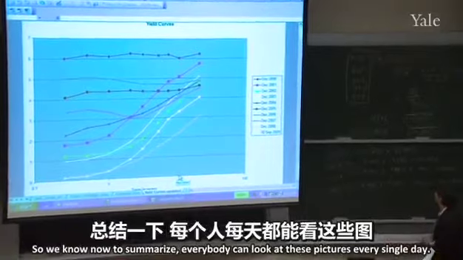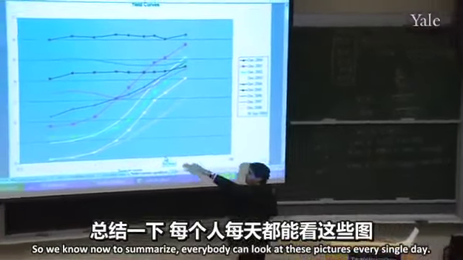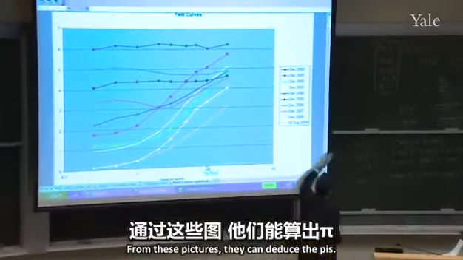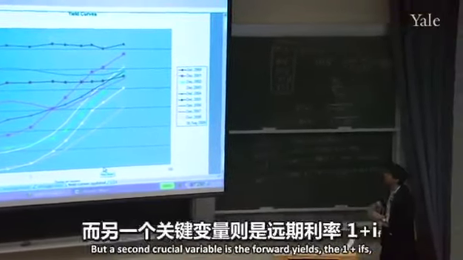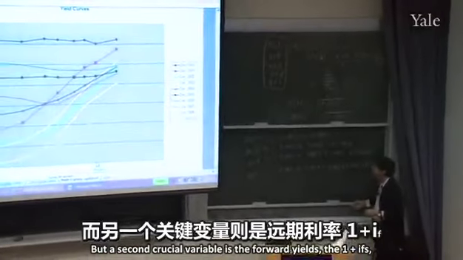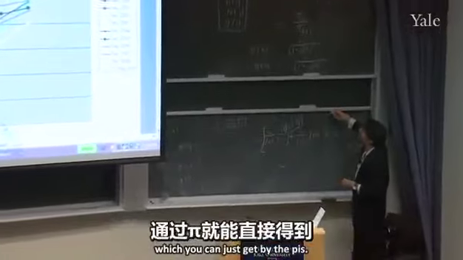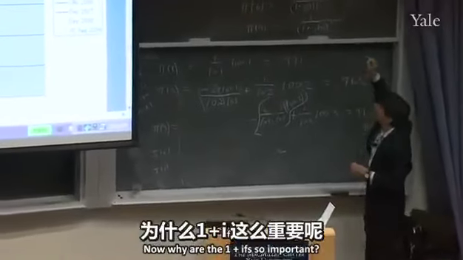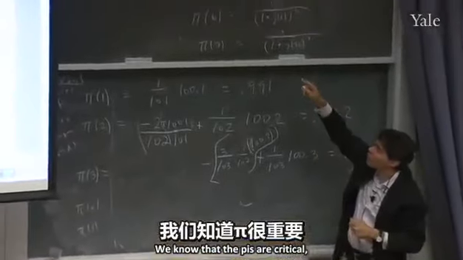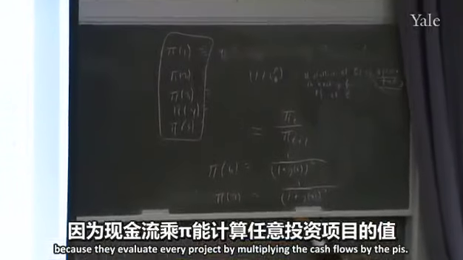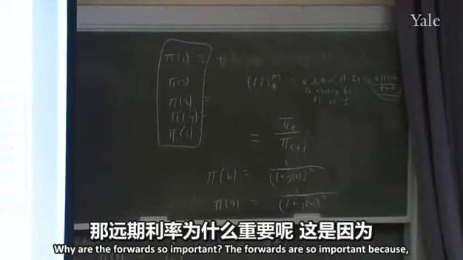So, to summarize, everybody can look at these pictures every single day. From these pictures, they can deduce the pies. That's the crucial variable in the whole economy, the pies. But a second crucial variable is the forward yields, the 1 plus IFs, which you can just get from the pies. Now, why are the 1 plus IFs so important? We know the pies are critical because they evaluate every project by multiplying the cash flows by the pies. Why are the forwards so important?